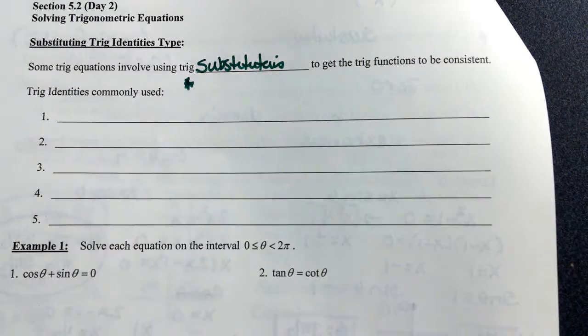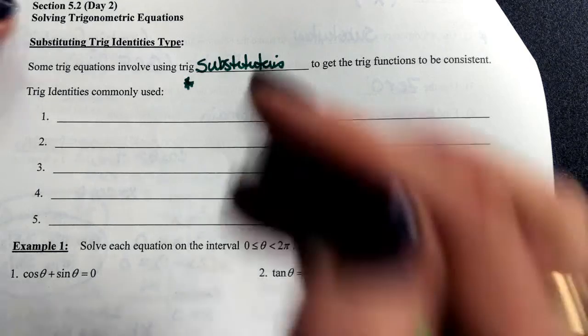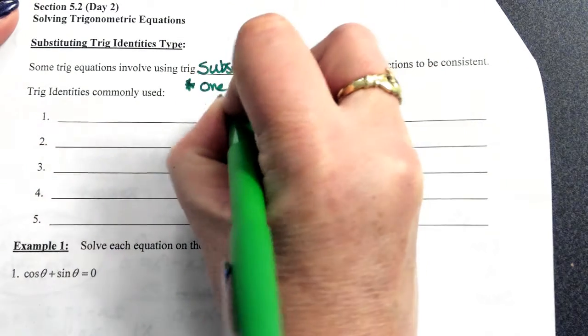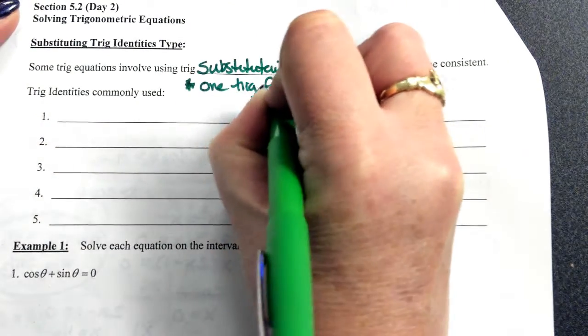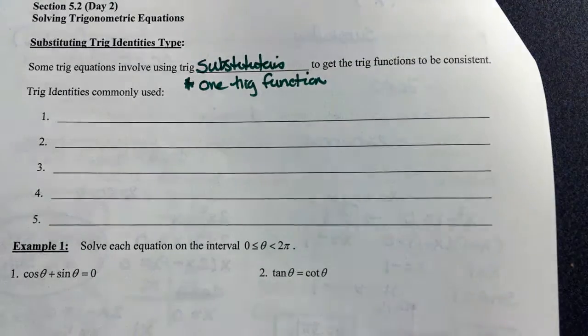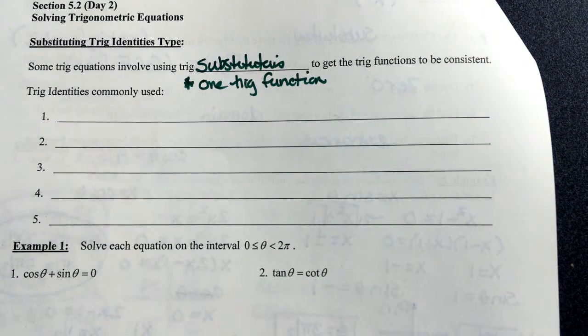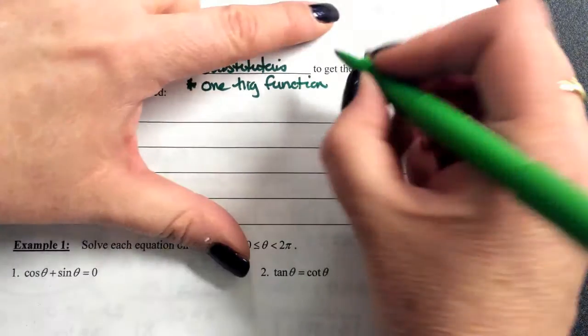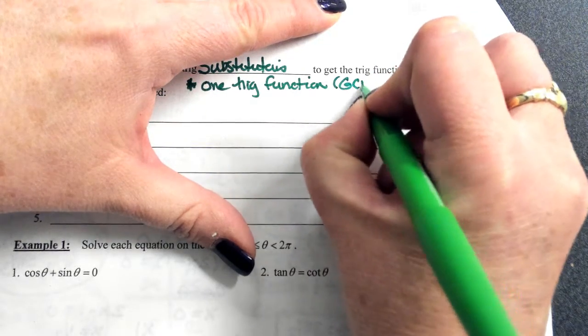How do you know when you're going to have to do a trig identity substitution? You need to make sure, if possible, to try and get the equations in the form of one trig function. So if you're looking at an equation where you see more than one trig function, that's a red flag. You may have to do some type of trig identity substitution. And again, this is if GCF factoring does not work.